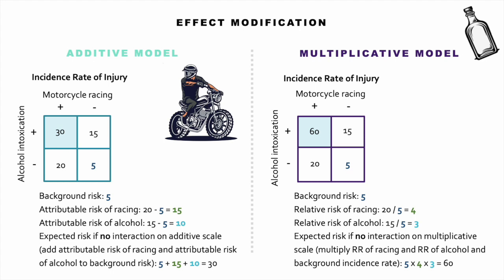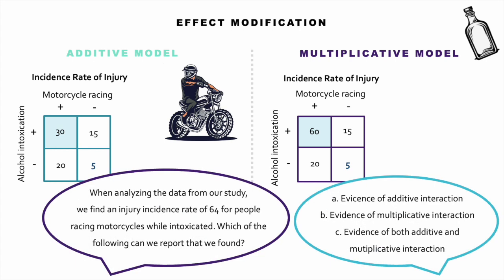When analyzing the data from our study, we find an injury incidence rate of 64 for people racing motorcycles while intoxicated. Which of the following can we report that we found? Evidence of additive interaction, evidence of multiplicative interaction, or evidence of both additive and multiplicative interaction? Evidence of both, because 64 is greater than what we calculated as the expected risk using both the additive and multiplicative scales.